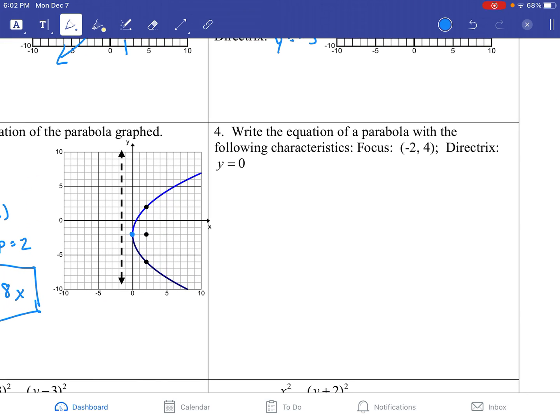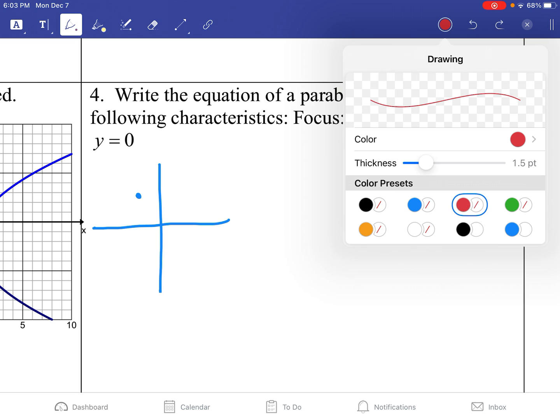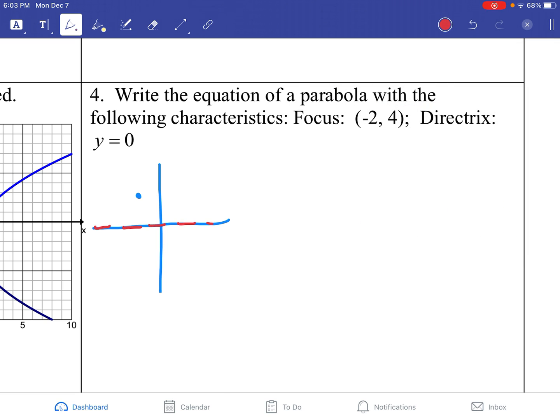Here we have, write the equation of a parabola with that information. Okay, so we're going to draw a small sketch. Okay, let's focus in on this one. So your focus point is negative 2 comma 4. So it's like up here. And y equals 0 is going to be a dotted line. Let's change colors there to make it easier to see. So y equals 0.